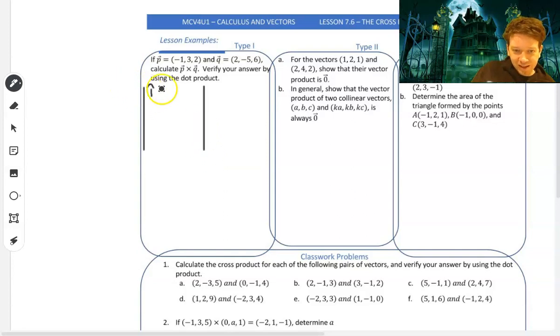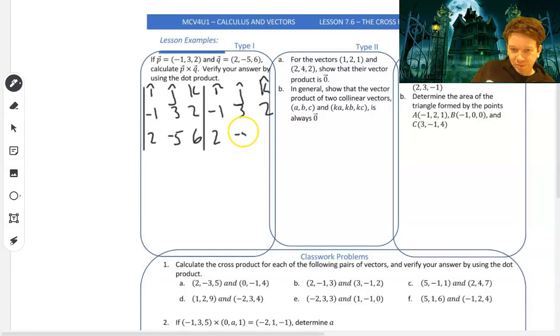So we'll have I, J, K, and repeat I, J, K. And then since we're doing P cross Q, we're going to start with P. So that's -1, 3, 2, -1, 3, 2. And then Q is 2, -5, and 6. Repeat 2, -5, and 6. All right, so let's figure out this cross product.